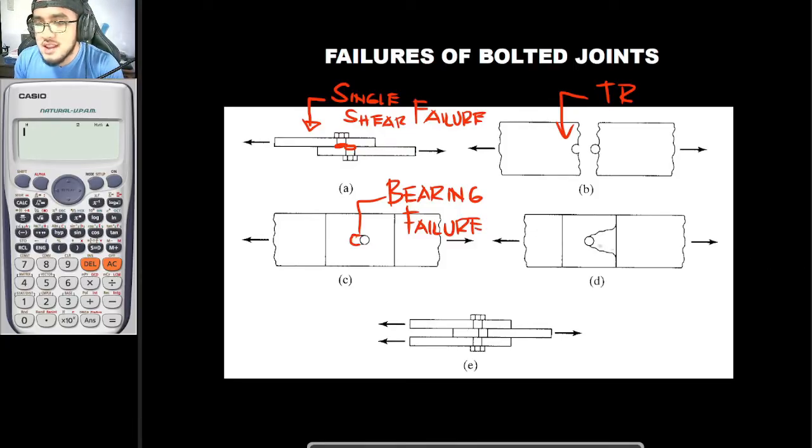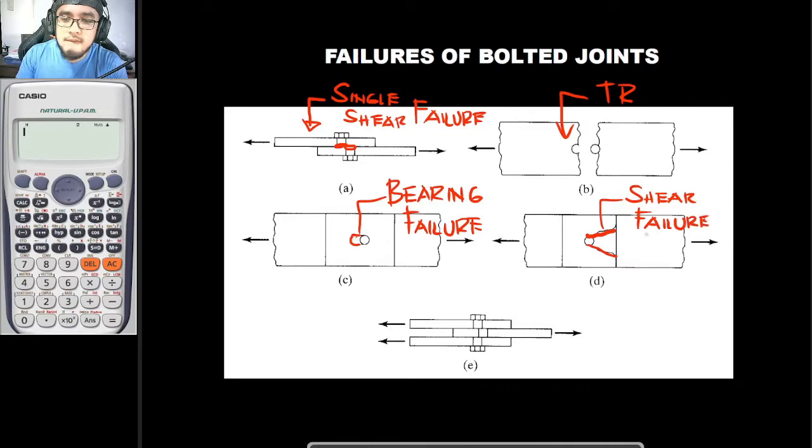Anyway, so dito sa letter D, this is what we would be calling shear failure of the plate. So this is to be your shear failure of the plate. By the way, guys, this one on top is to be a single shear failure of the bolt. So ito, shear failure of the plate. And this one right here is to be failure of the bolt. And lastly, this one right here at the bottom part is what we would be calling double shear failure of the bolt. So why is it called double shear?